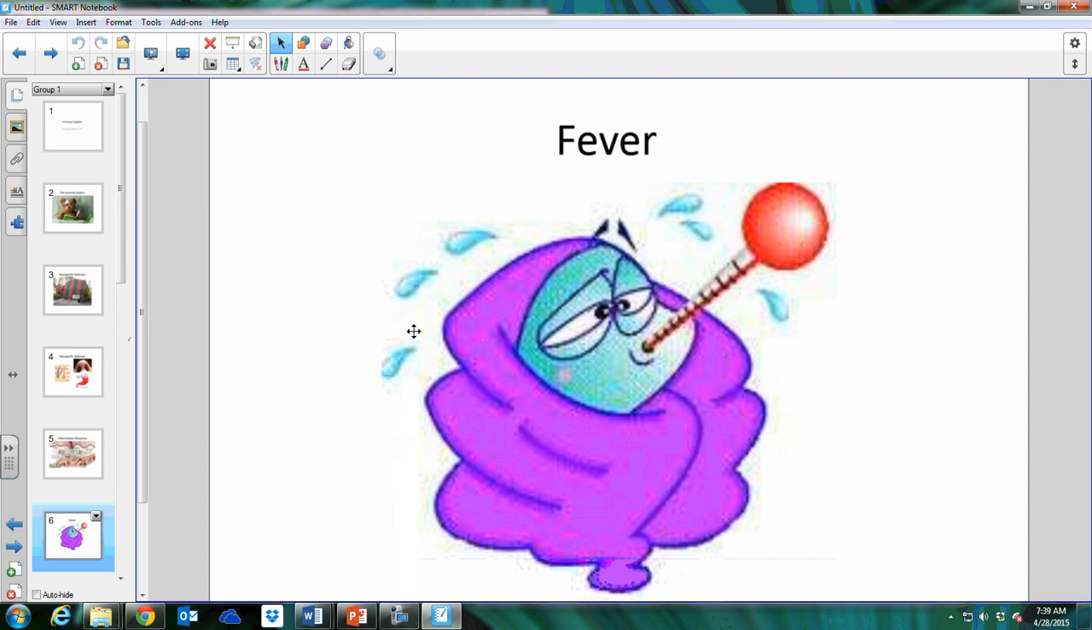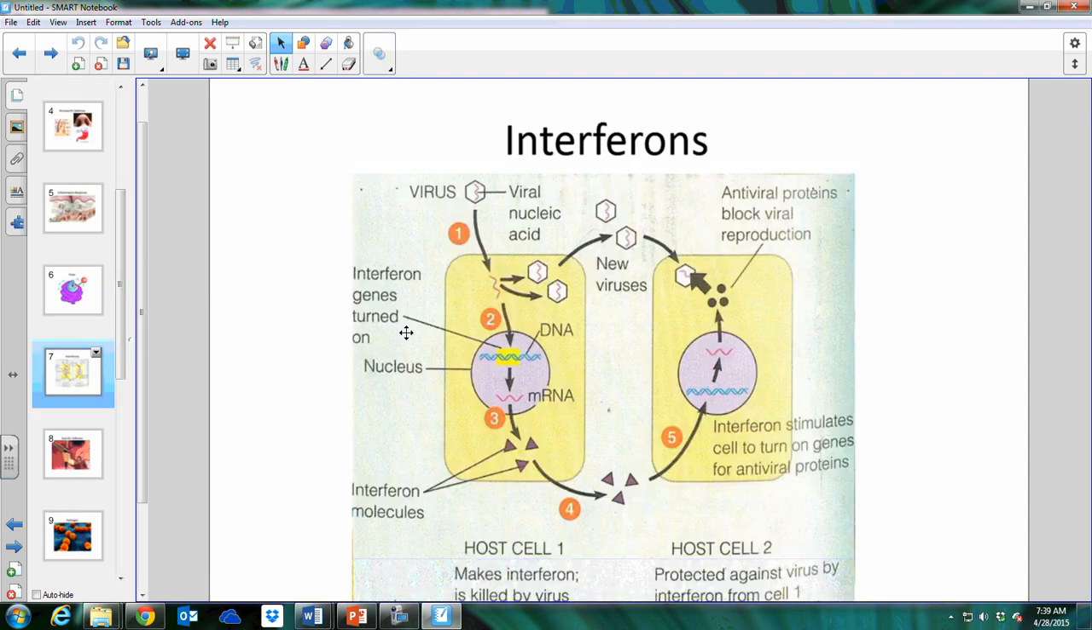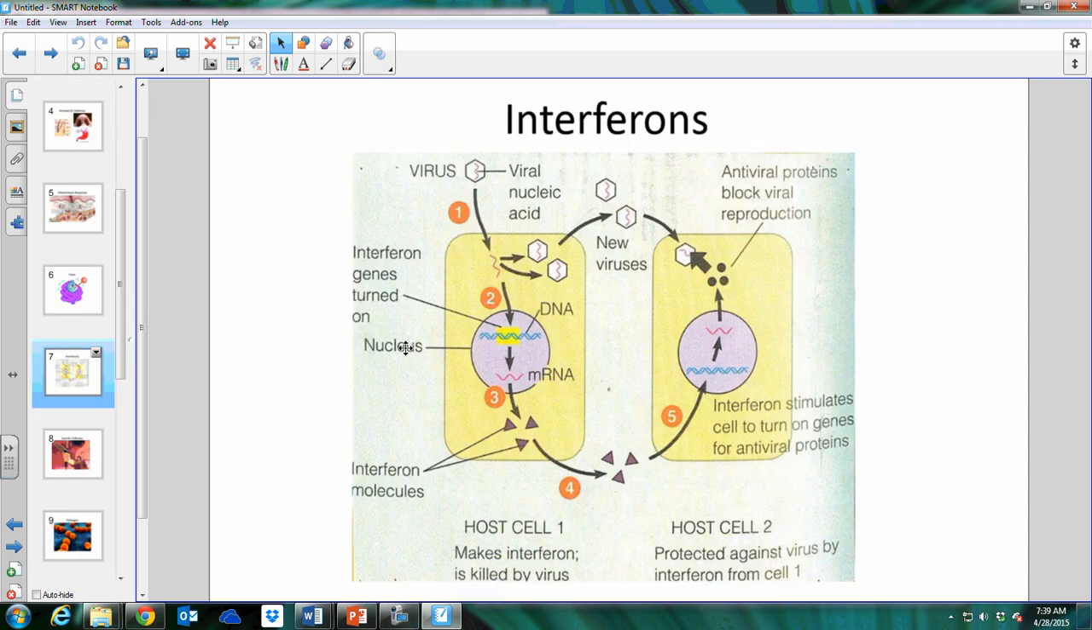Fever is another non-specific defense, in that when your body gets an infection, it will heat itself up in order to kill off that infection. Your temperature will go up in order to kill the infection without hurting your body. At least that's the plan. Interferons are chemicals that attack viruses. These are proteins that basically block the reproduction of viruses. They're non-specific in that they target any virus.